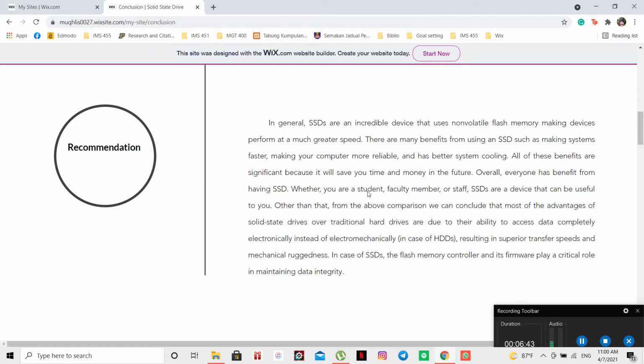Other than that, from the above comparison, we can conclude that most of the advantages of solid-state drives over traditional hard drives are due to their ability to access data completely electronically instead of electromechanically as in HDDs, resulting in superior transfer speed and mechanical ruggedness. In the case of SSDs, the flash memory controller and its firmware play a critical role in maintaining data integrity.